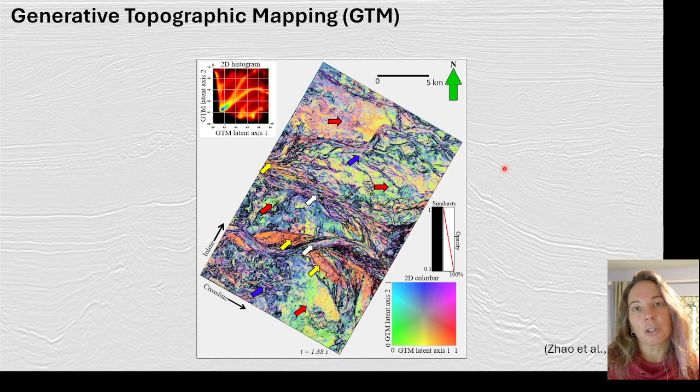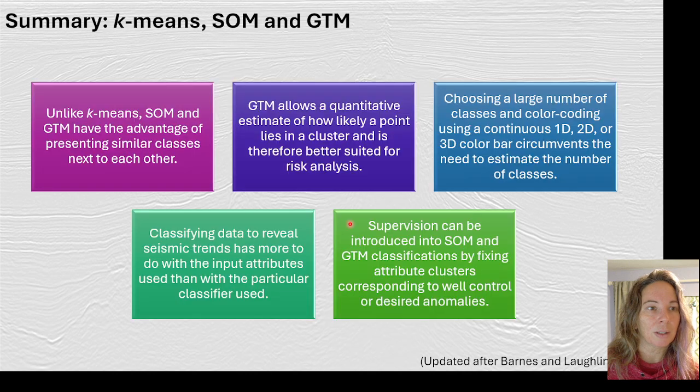Again, as the interpreter, you have to go back in and say, hey, I'm going to identify this as that. So just keep that in mind. One of the problems with GTM that you want to keep in mind is that you can overfit the data. We think that this happens every once in a while, so you've got to be careful about your parameterization when you run it.